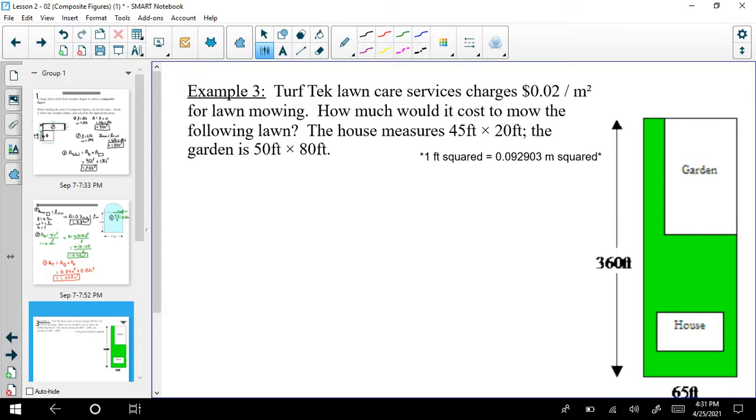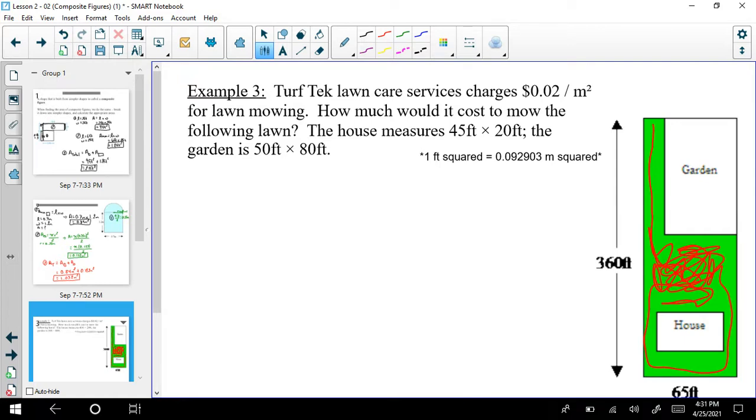So what is this question asking us to do? Turf Tech Lawn Care Services charges 2 cents per meter squared for lawn mowing. So how much would it cost to mow the following lawn? And we have the measurements of the house and we have the measurements of the garden, right? So we're looking for the area of this green spot here, all of this, the green grass in this yard.